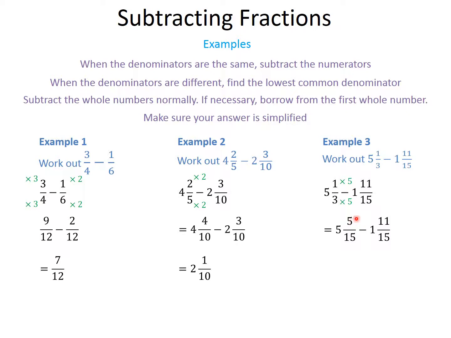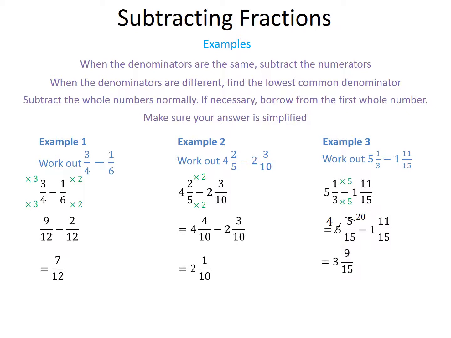And now a quick check, 5 take away 11, that's bad, I can't do that, I'm going to have to borrow before I do anything else. So now let's cross out the 5 and change it to a 4, and I get 15 extra pieces to put on top, which means that that 5 just became a 20. And so now I can do my 4 take away 1, which is 3, and my 20 take away 11 to go to my answer.